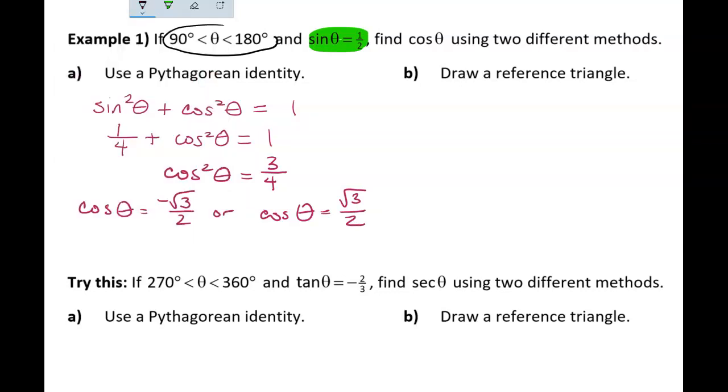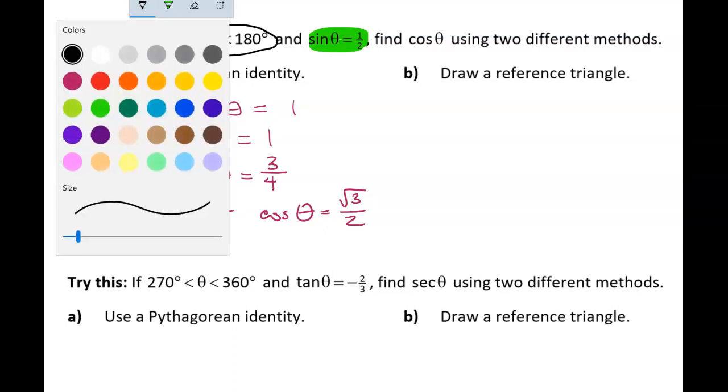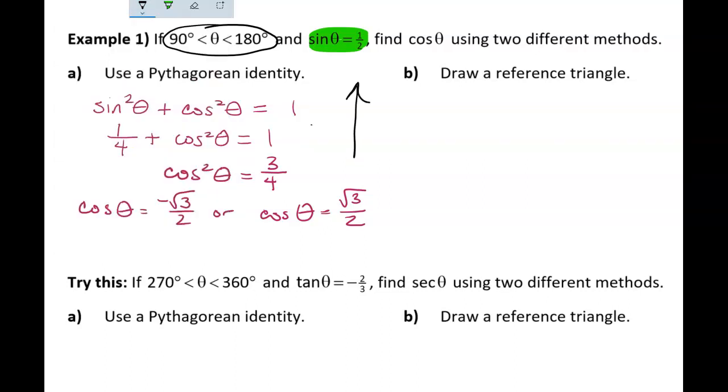Now let's remember something about our angle. Our angle is between 90 and 180. And you may remember a handy way of remembering which functions are positive in which quadrant. So for instance, in quadrant 1, A, all trig functions are positive. In quadrant 2, S, sine and its reciprocal cosecant are positive. And in quadrant 3, tangent, T, and its reciprocal cotangent are both positive. And in quadrant 4, only cosine and its reciprocal secant are positive.